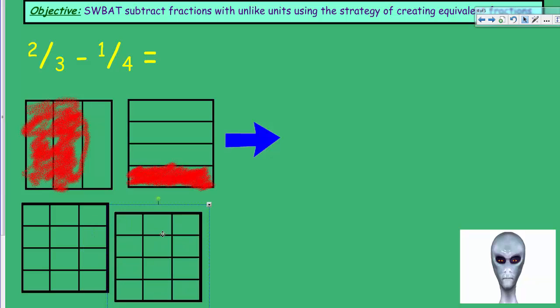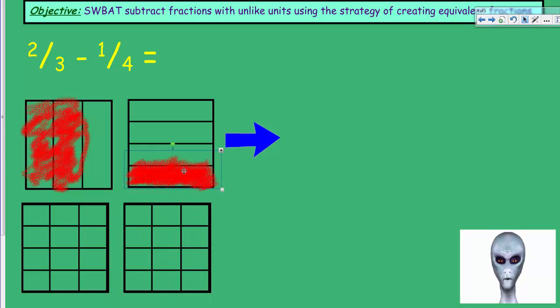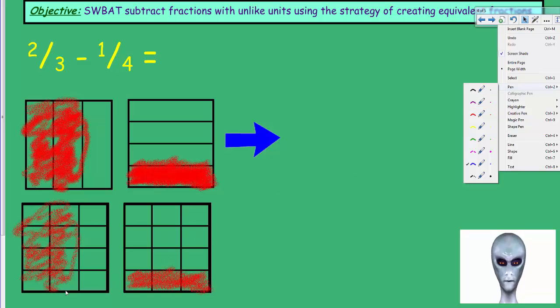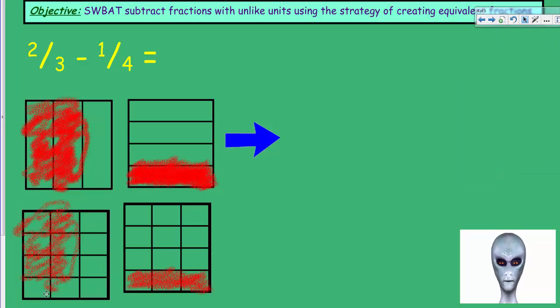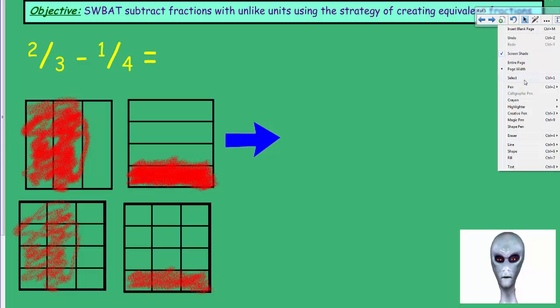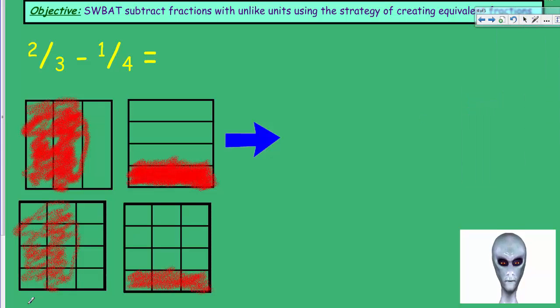But we get the whole, let's group that together. Now you can see how that looks when you put it on an area model of 12ths rather than our thirds and quarters. And you can see here we have 8 of our 12, and then we're going to be subtracting, and then we have 3 of 12 there.